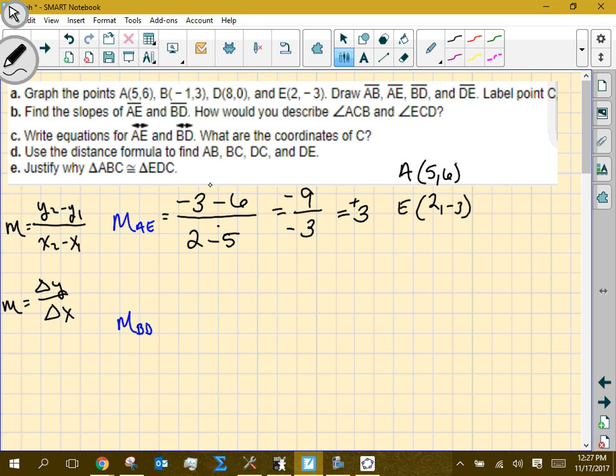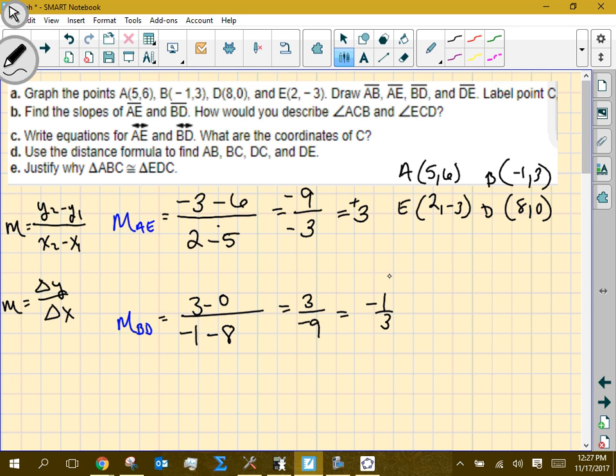The next thing we want to do is find BD. B was at (-1, 3), and D is at (8, 0). So again, the difference in y is 3 minus 0, and the difference in x is -1 minus 8. So it gives me 3 over -9, which gives me -1/3, right? So the question was, graph those points, label point C, find the slope.